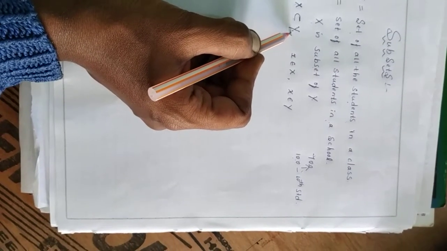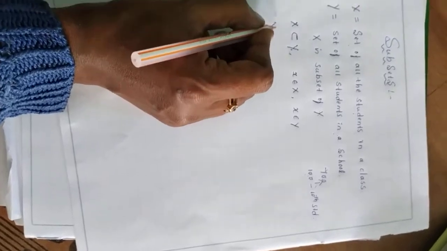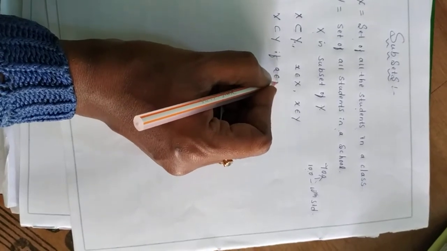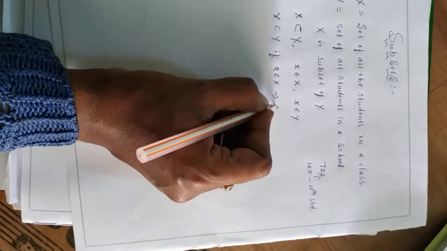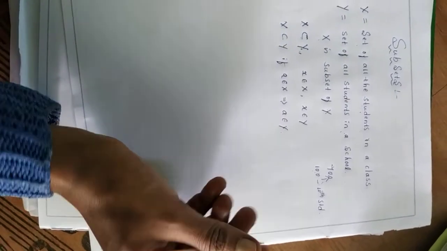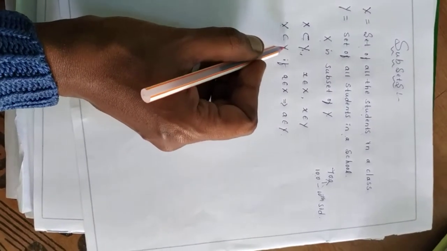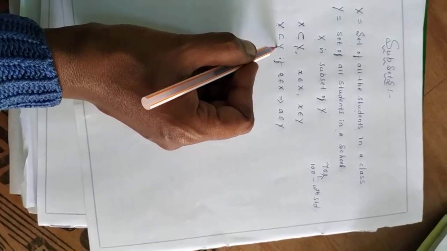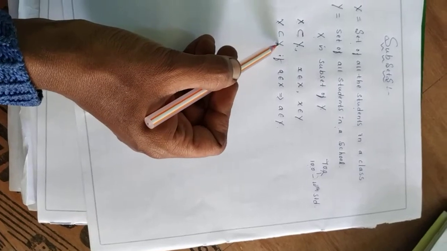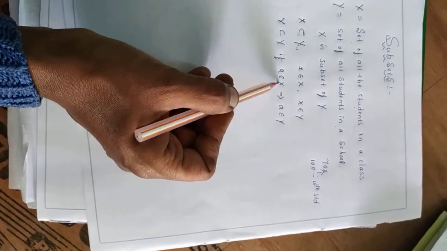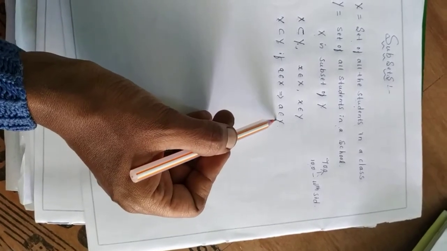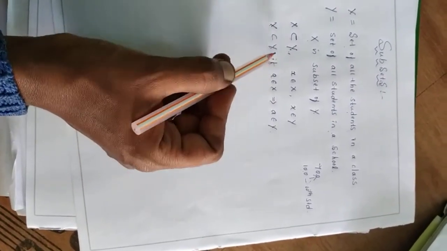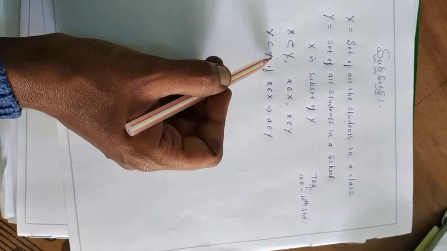Is it clear? So we can say that X ⊂ Y if a ∈ X implies a ∈ Y. If any element belongs to X, then that element belongs to Y. We can read the above statement as: X is a subset of Y if a is an element of X implies a is also an element of Y. If a is not there in Y, then we can't say that X is a subset of this Y.